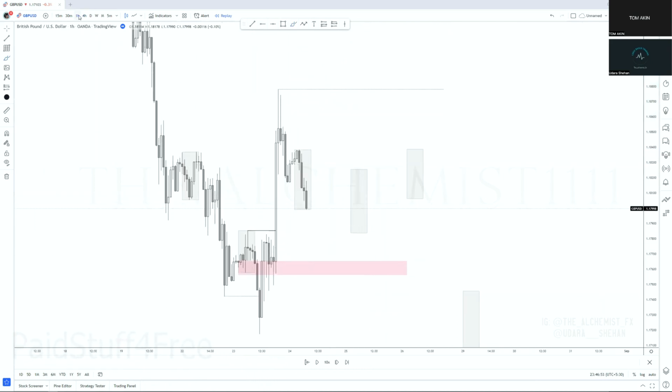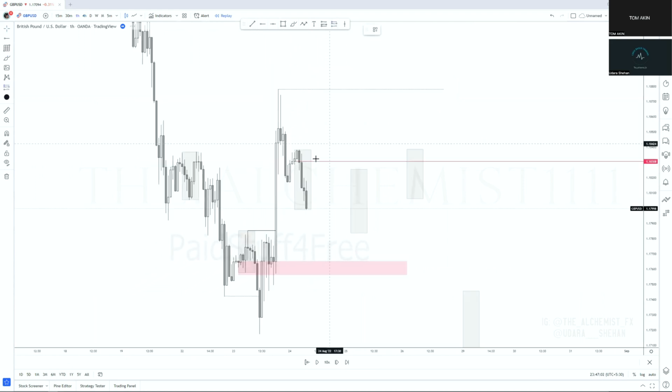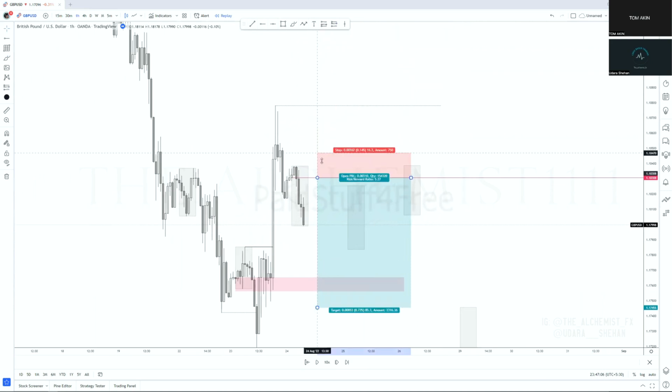Like I showed you in here, of course, I showed you the setup. We had the 4 hour rejection block that is right here. And then what we do is we sell it with timing and all of that, like this. Okay, so the safe target will be the Asian low.